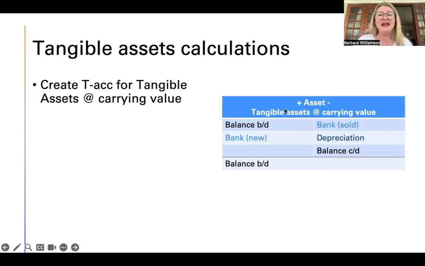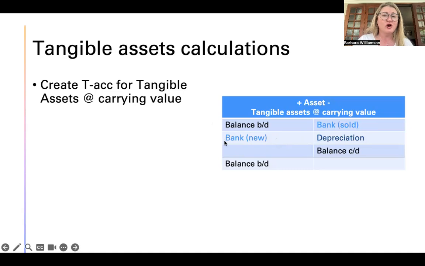You would then put in any other information that is given. Now, any of these amounts that I've shown in blue here, the new item bought, the item sold, and the depreciation, any of those three might be a missing figure that they want you to work out. So put in whatever you are given as you are given it, and then work out the missing figure, which you can then use accordingly.